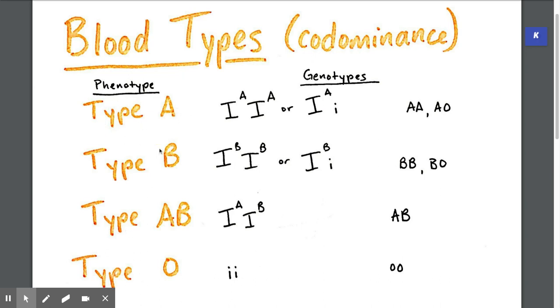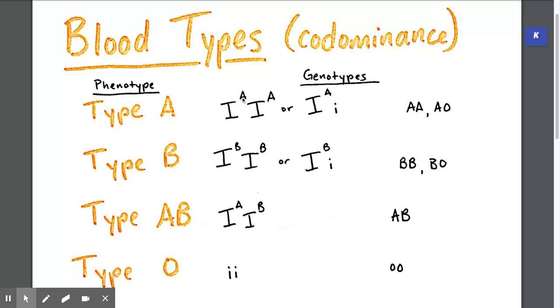So, we've got four different phenotypes: type A, type B, type AB, and O. And they have a couple different ways to write the genotypes. Honestly, this is the simplified way to write the different genotypes for blood. This column over here is the kind of fancy way to write blood types. It looks super complicated. It really isn't, but it looks cool and it looks really sciency.